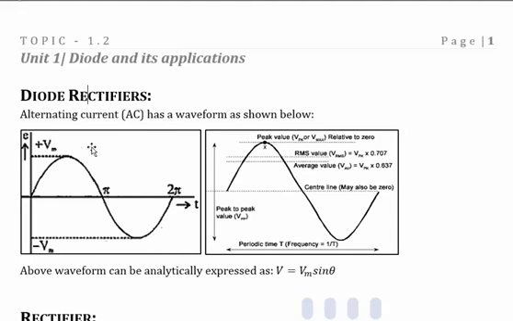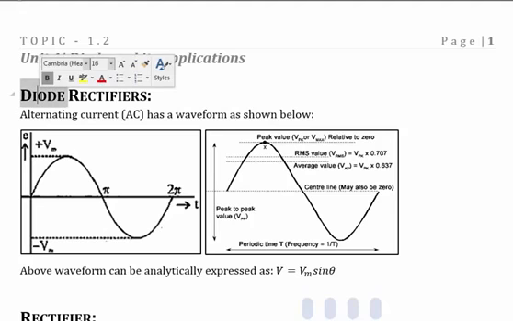So to protect the device, we have to avoid the negative pulse. So this can be done by using a rectifier, because a rectifier rectifies the negative pulse. It removes the AC component from the input signal, and it gives DC at the output. And diode can be used as a rectifier.